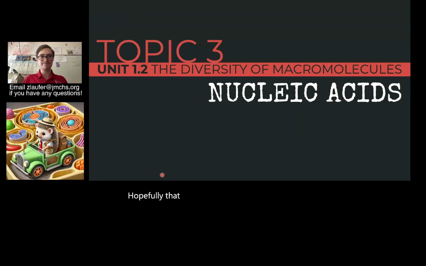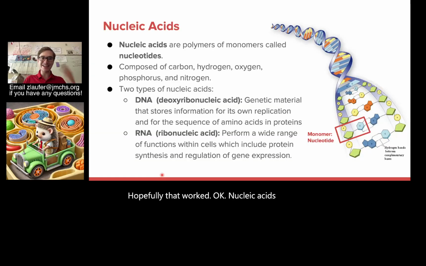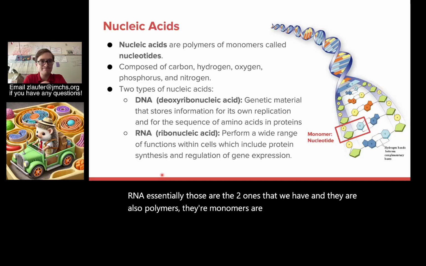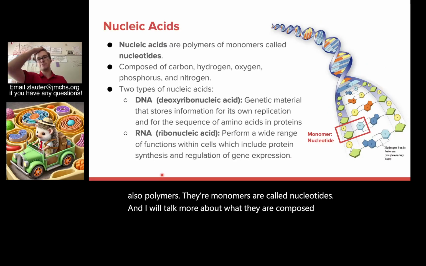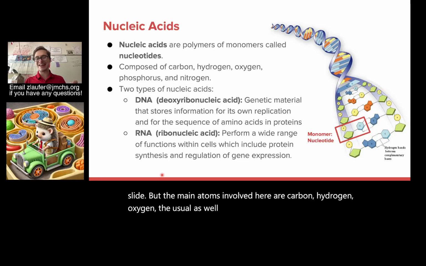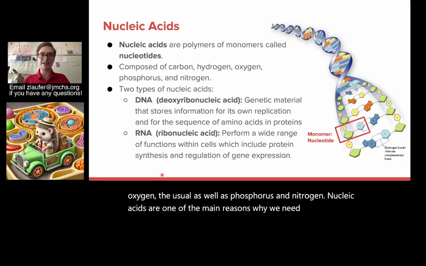Okay, nucleic acids. They are DNA and RNA, essentially. Those are the two that we have. And they are also polymers. Their monomers are called nucleotides. I'll talk more about what they are composed of on the next slide. But the main atoms involved here are carbon, hydrogen, and oxygen, the usuals, as well as phosphorus and nitrogen. Nucleic acids are one of the main reasons why we need phosphorus in our diet.